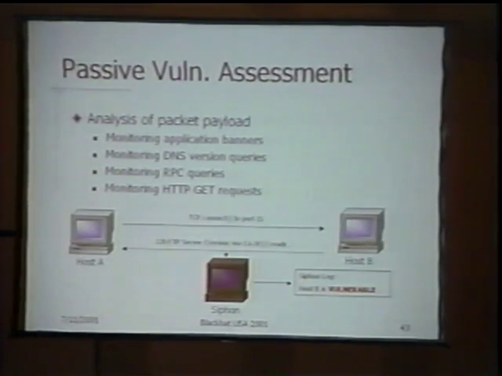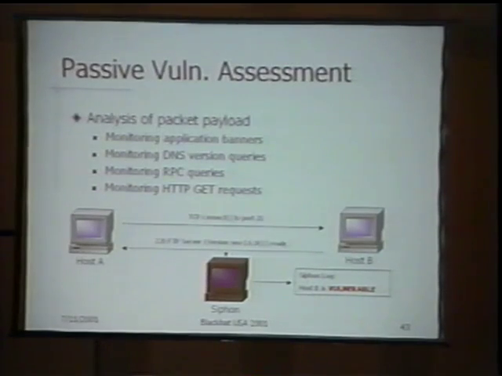All right. Lastly, for passive network mapping, we perform vulnerability assessment without sending out a single packet. Our software does this by analyzing packet payload. We look for banner information. We look for RPC port mapper queries. We look for DNS version queries, and we also look for HTTP GET requests for CGI type vulnerabilities. This is very basic. It can be done with a simple sniffer and a database of known vulnerabilities.